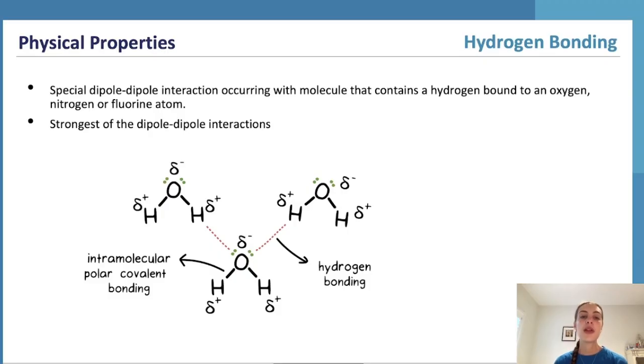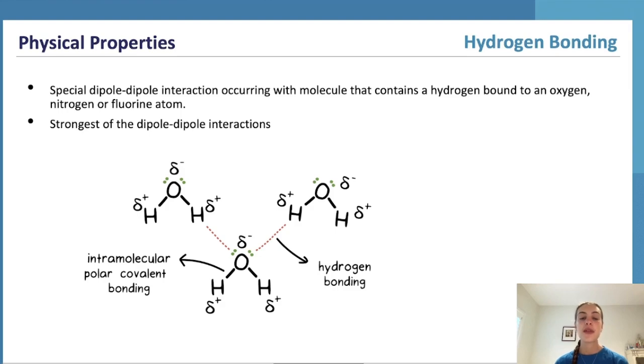Now, our strongest of the dipole-dipole interactions is what we know as hydrogen bonding. Hydrogen bonding is a special type of dipole-dipole interaction, which occurs with molecules which contain a hydrogen bound to either an oxygen, nitrogen, or fluorine atom. And so we commonly see this in water molecules because there's intramolecular polar covalent bonding.